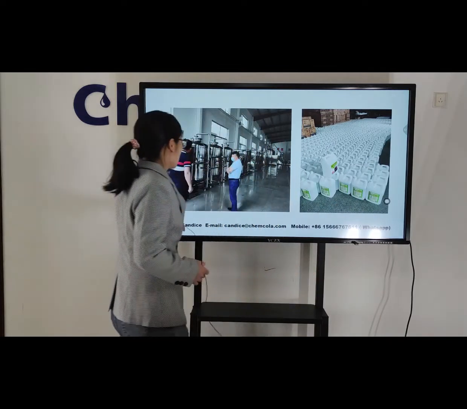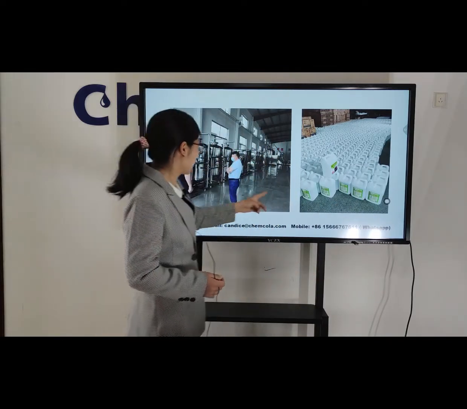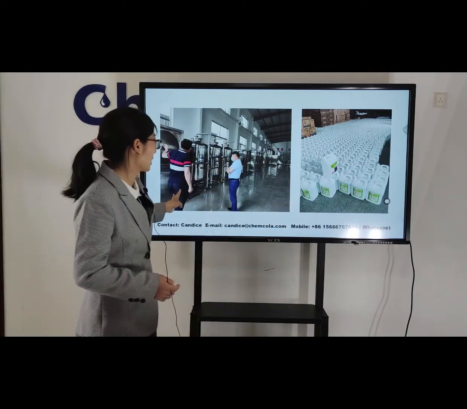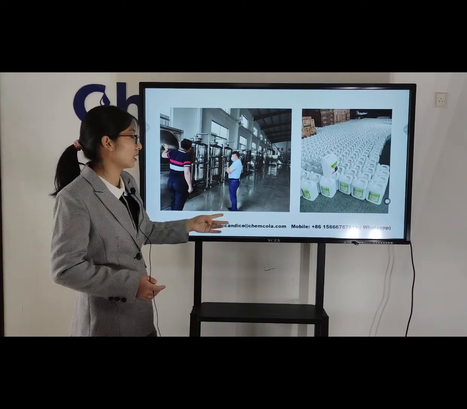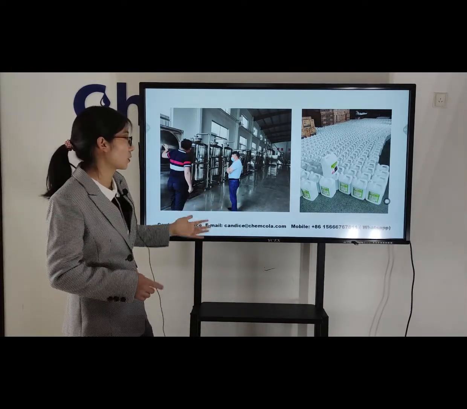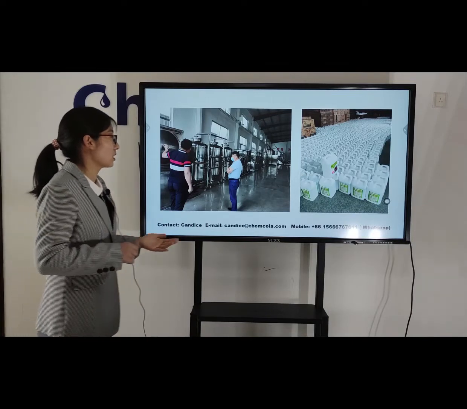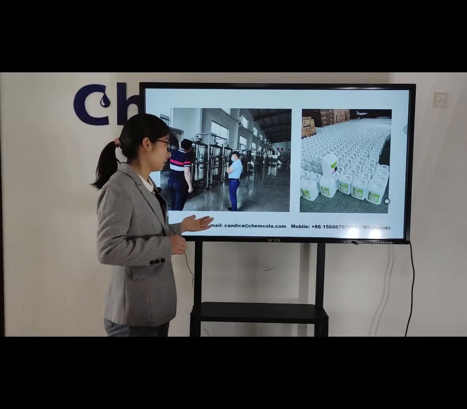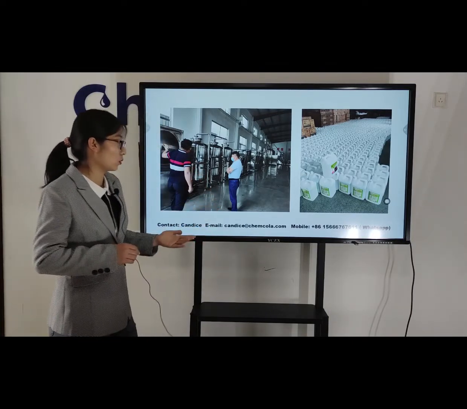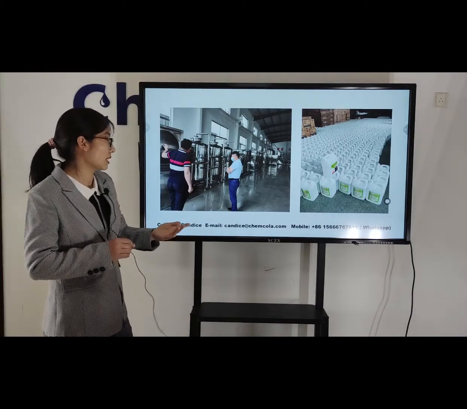Okay, that is the production line and the packaging line. All of this production line and the packaging line we can customize for you, depending on your capacity per day and which kind of machine you need. Do you need it to be automatic or semi-automatic?